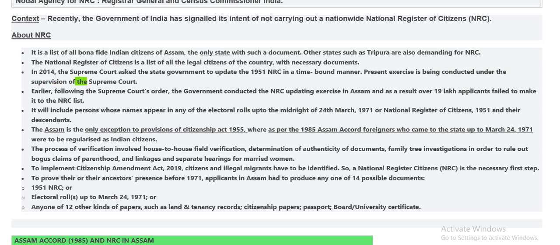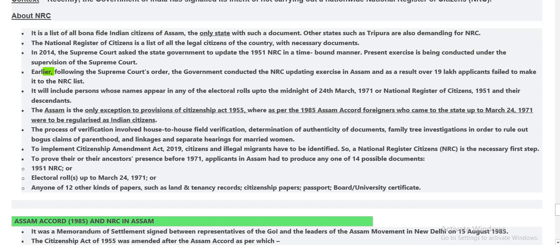In 2014, the Supreme Court asked the state government to update the 1951 NRC in a time-bound manner. The present exercise is being conducted under the supervision of the Supreme Court. Earlier, following the Supreme Court's order, the government conducted the NRC updating exercise in Assam, and as a result over 19 lakh applicants failed to make it to the NRC list.